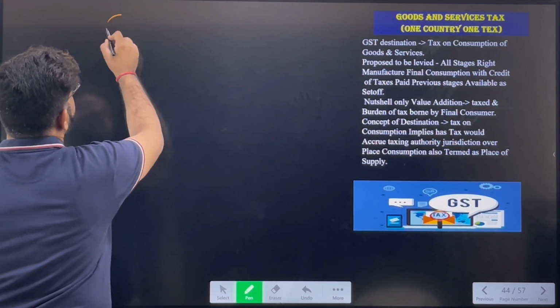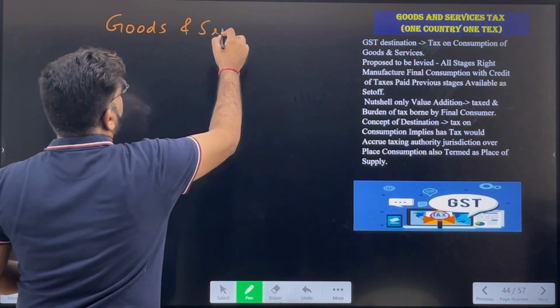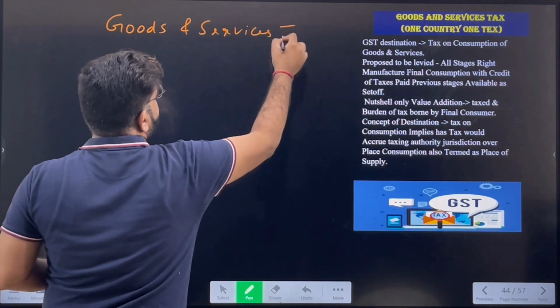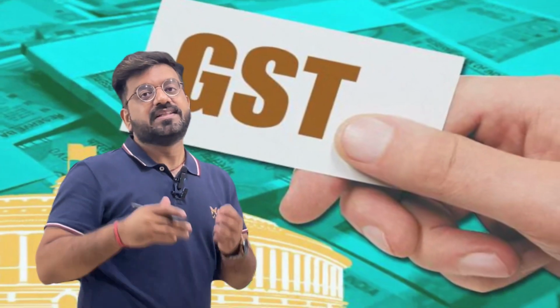So GST is basically a tax which is collected by the government from the customers in order to have that good or that proper service. So GST is goods and service tax. Earlier there were two types of taxes. There was a separate tax which was levied on goods, and there was a separate tax which was levied on services.